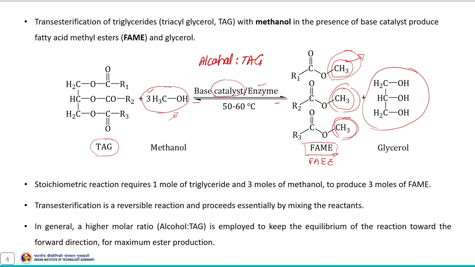In general, a high molar ratio of alcohol to triacylglycerol or triglyceride is employed to keep the equilibrium of the reaction towards the forward direction, that means toward formation of the methyl ester. This is mainly required because, as you can see here, this is a reversible reaction. So to keep the equilibrium towards the forward direction, toward the formation of the methyl ester, the alcohol needs to be used in excess quantity during the transesterification reaction.